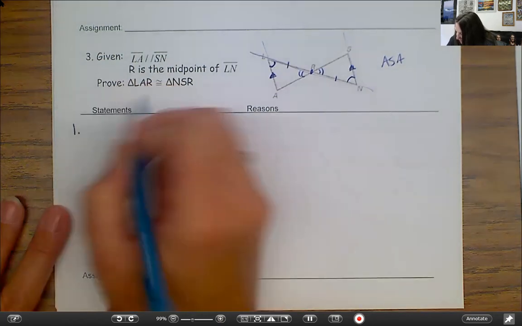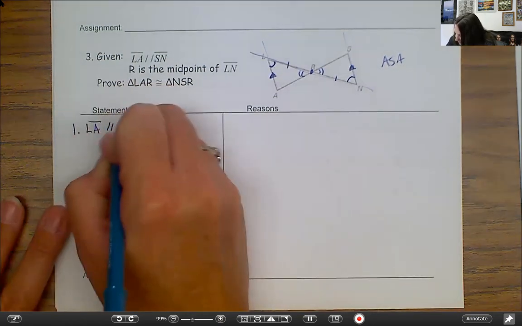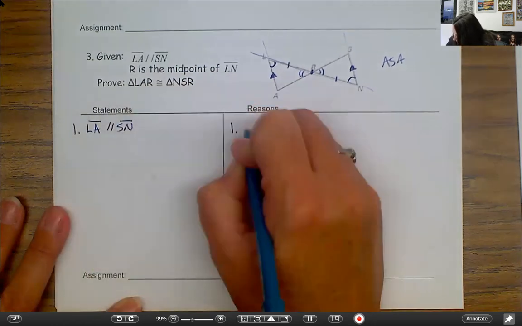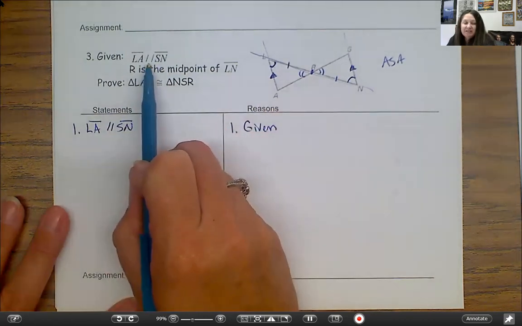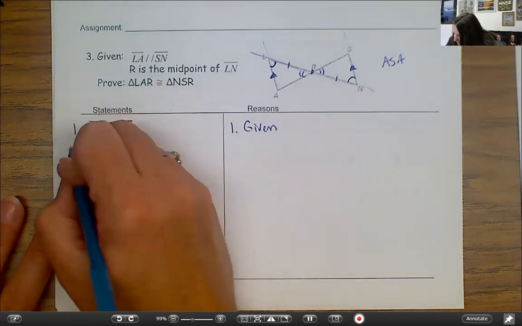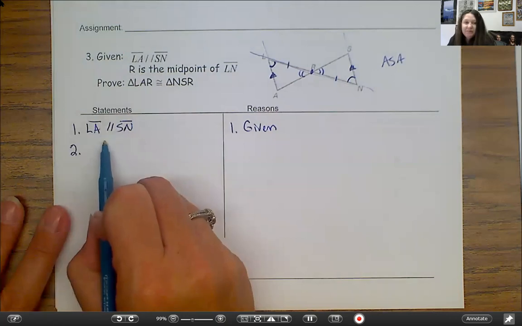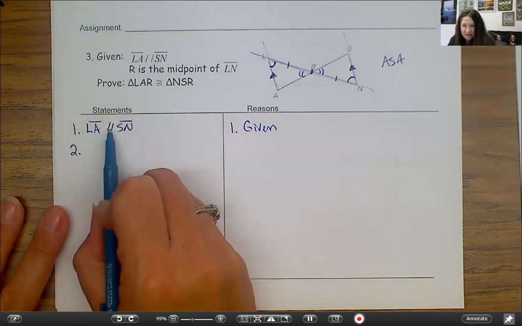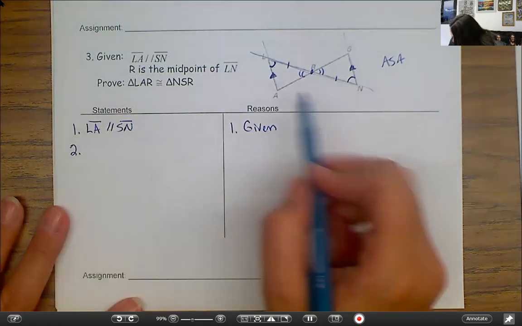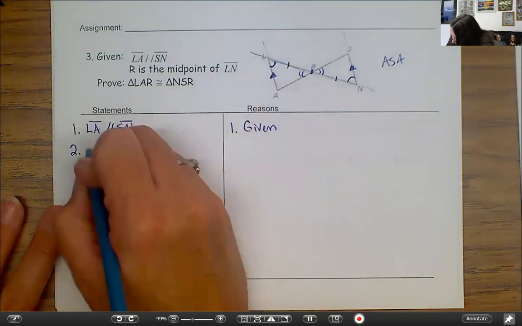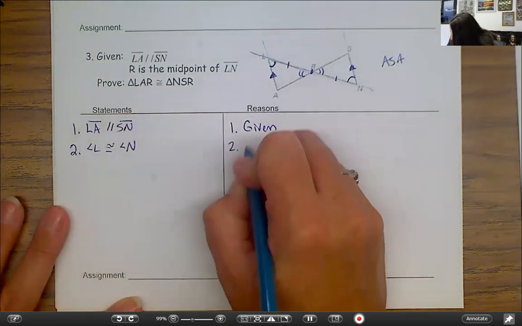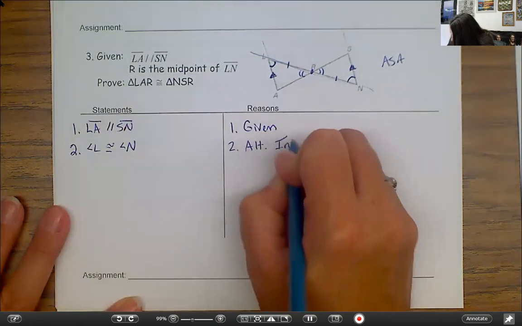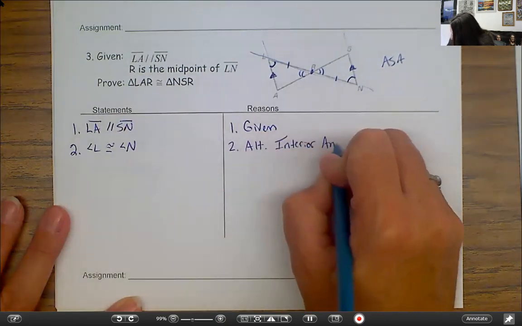So again, step 1 should be my given information. And I'm using just that first statement of parallel lines, because if I'm going to make a determination from that, I only want that one there, and then I immediately want to list what I can determine. Because those lines are parallel, I can say that angle L here is congruent to angle N, because those are alternate interior angles.